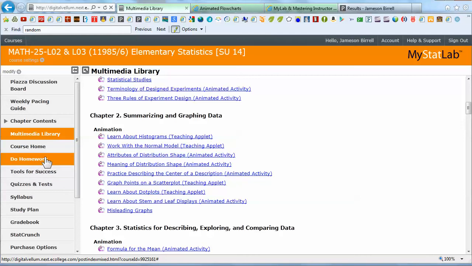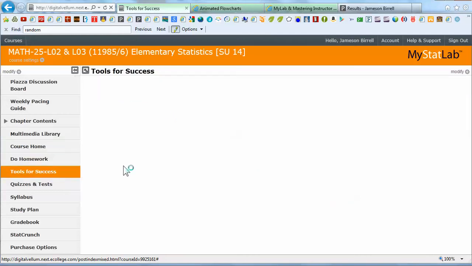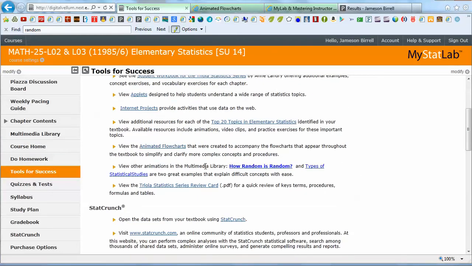I don't know why they took it out, so I went and fished it out of an old version of this textbook, and now I've put it in here under the Tools for Success, where it was talking about animated flowcharts. Beneath that I've added this whole piece with the animation about how random is random and other types of statistical studies. So you might want to check that out. I highly suggest it. I'm not going to take the time, so make it homework in addition to what this is doing.